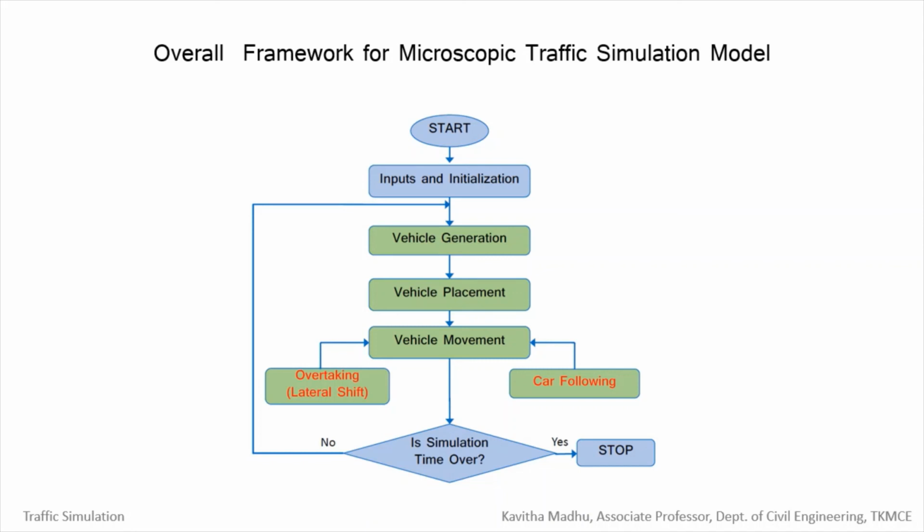Otherwise, if we shift, it may lead to collision with the vehicle moving by the side of us. So the vehicle needs to analyze the gap between the vehicles in the adjacent lane, and then it will be shifting. There are certain sets of rules we need to provide here in order to move the vehicle, or to update the vehicle position at every scan interval. We have to apply these two main theories. One is car following, another one is lateral shift, or if it is overtaking, then we have to apply the overtaking models also.